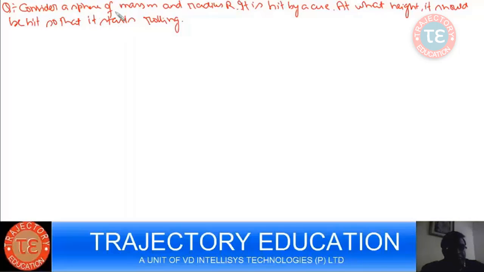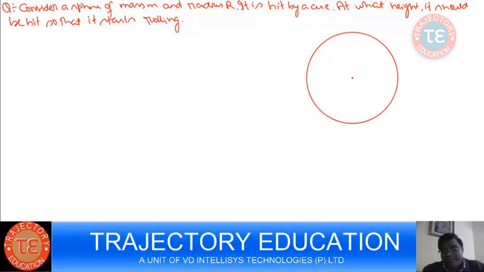See this question. Consider a sphere of mass m and radius r. It is hit by a cue. At what height should it be hit so that it starts rolling? See this case.